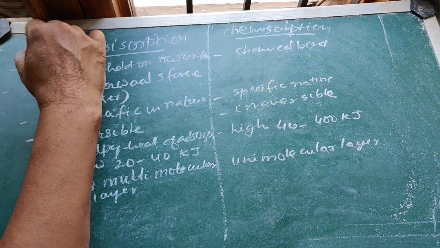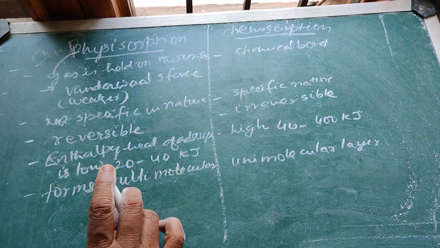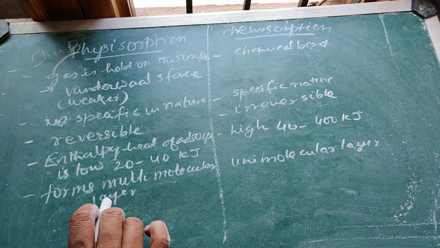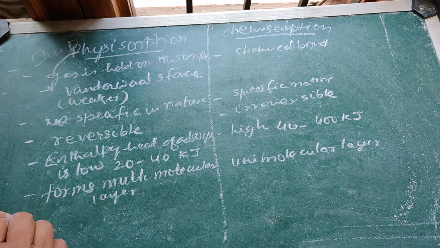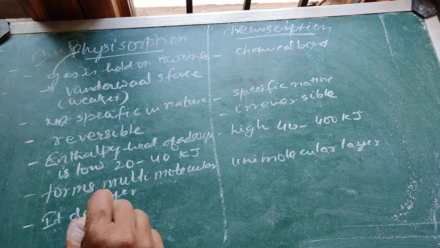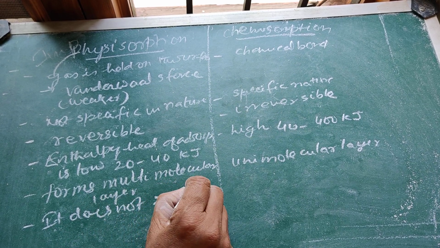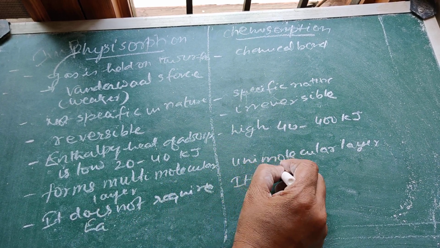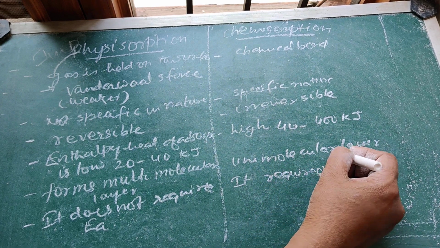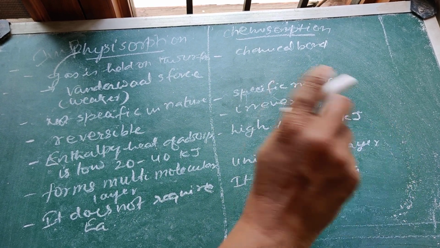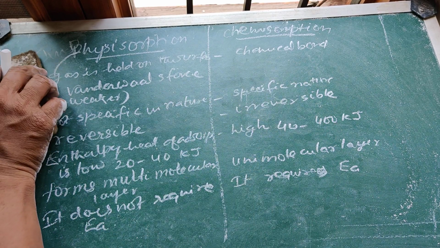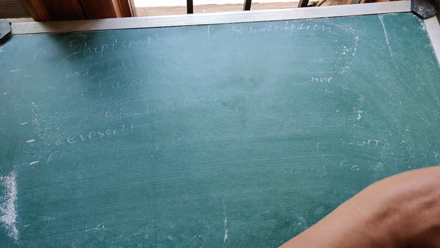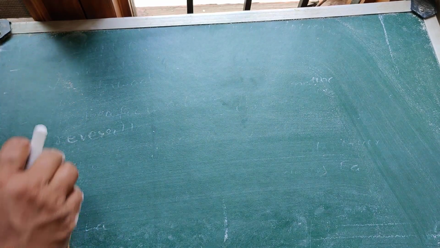So the differences are important. One more difference is the energy of activation: physisorption does not require it, whereas chemisorption requires energy of activation. So the differences are over. Then, what are the similarities between these two?